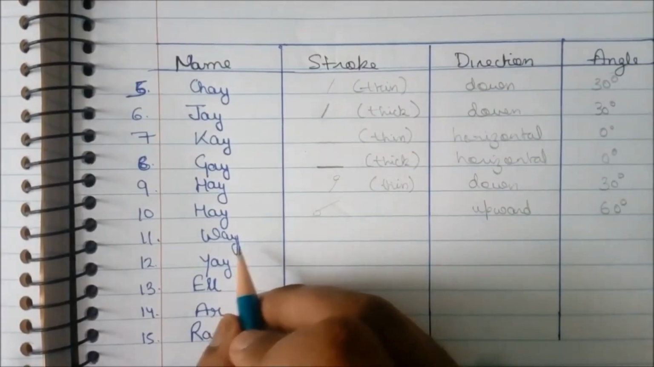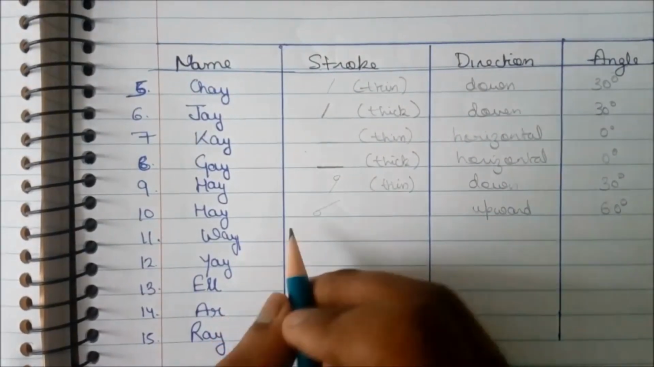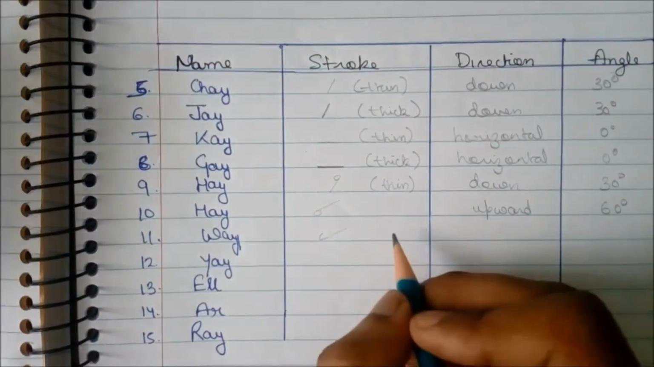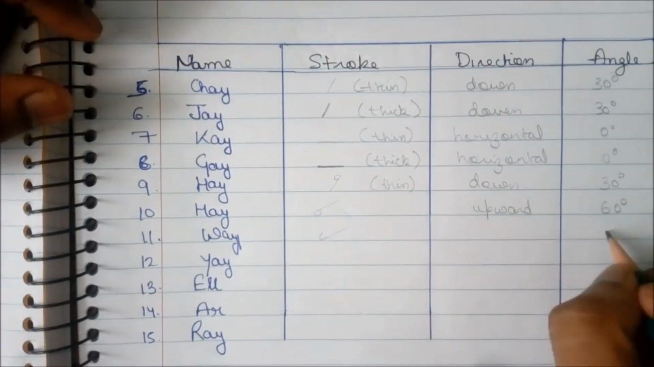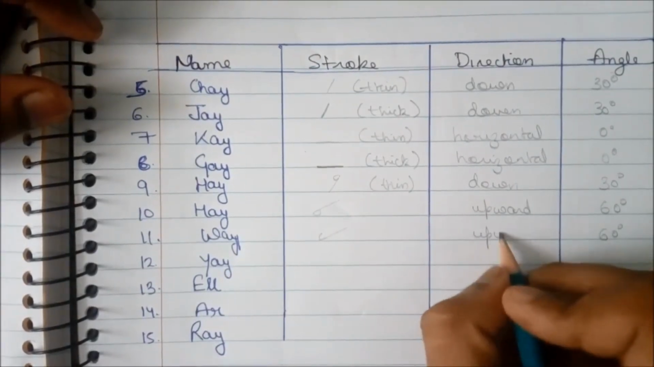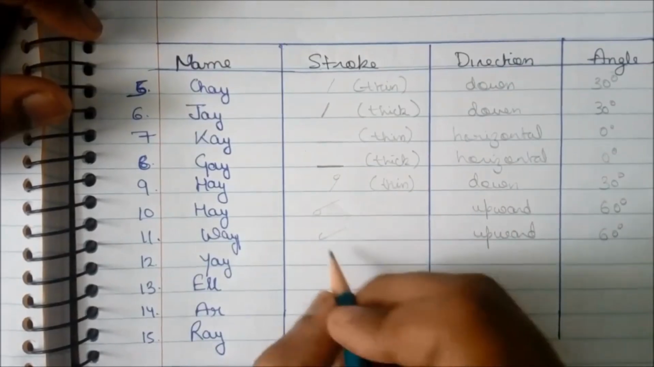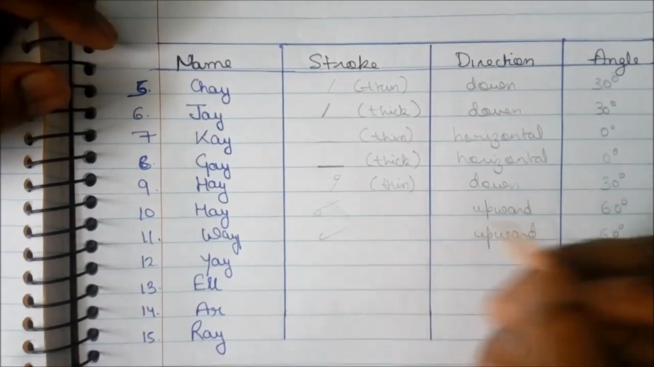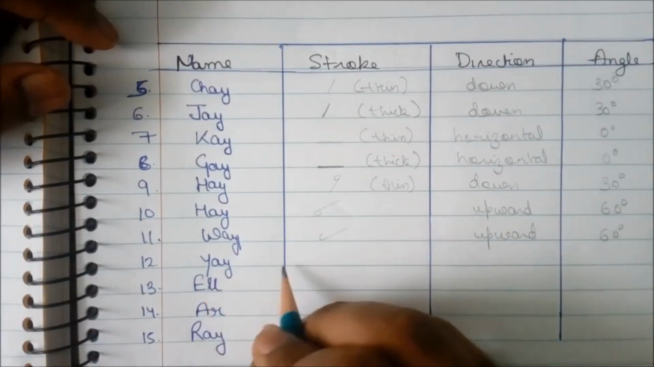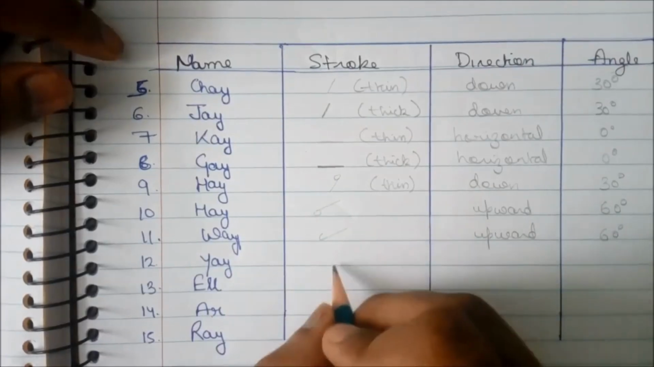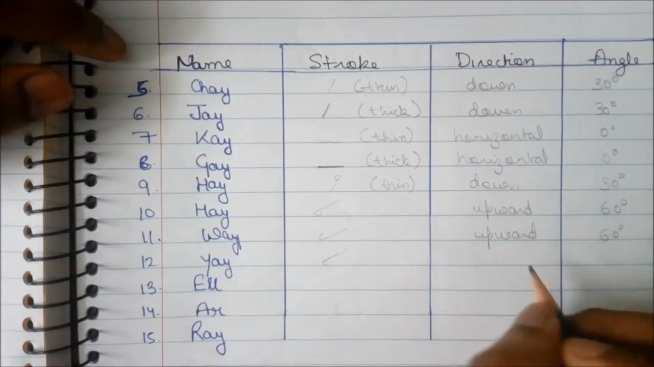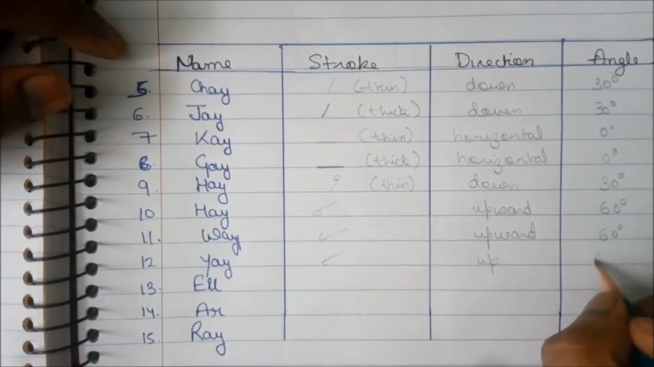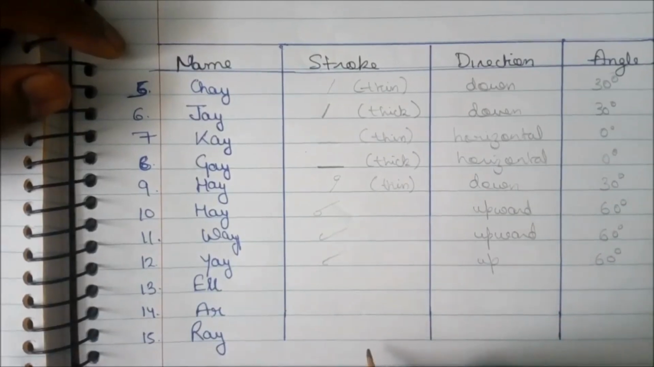The next stroke is Ve. Its angle is 60 degree and it is drawn upward. In this also you can draw it as thin or thick. So the next stroke is Ye. Its direction is also upward. Its angle is 60 degree from the vertical.